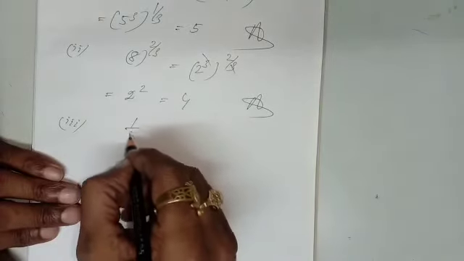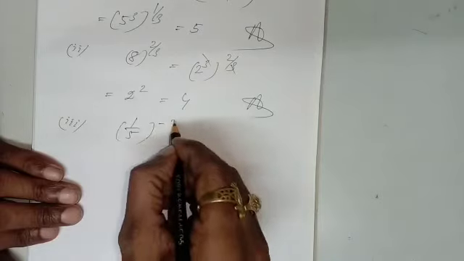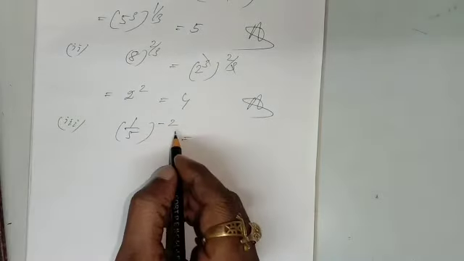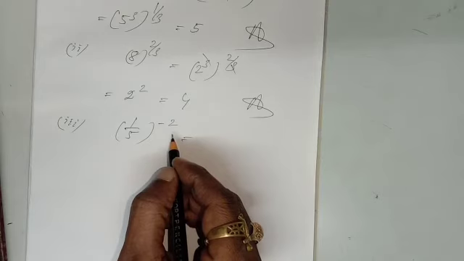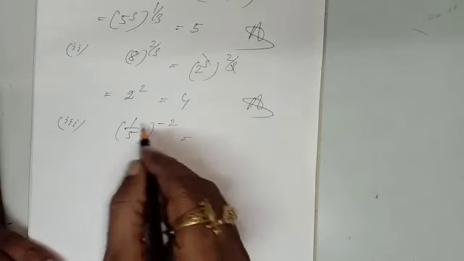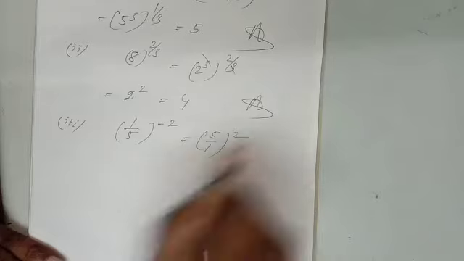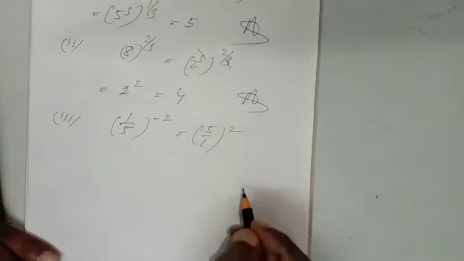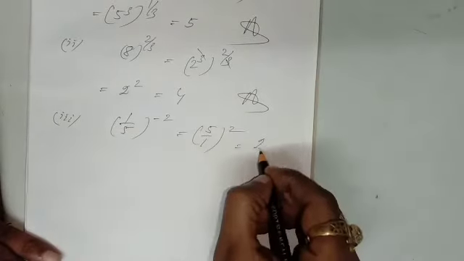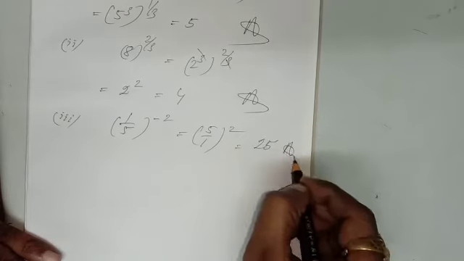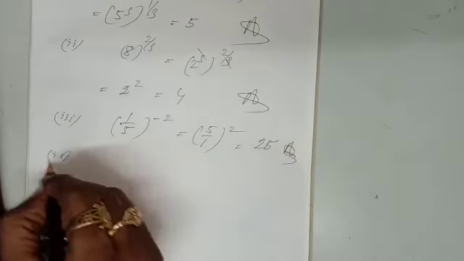Third part, the question given is 1 by 5 whole to the power minus 2. See, here a negative power is given. So what is the main thing? Make it positive by taking the reciprocal of this fraction. 1 by 5 means I have to write 5 by 1 whole square. 5 by 1 means 5 square, which is equal to 25. 5 into 5 means 25. Next, fourth part.